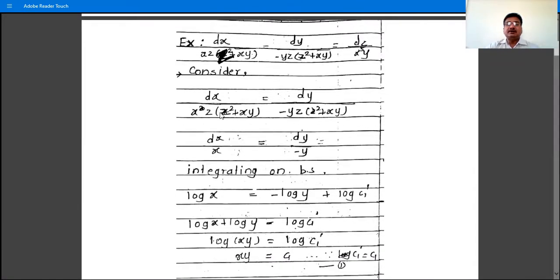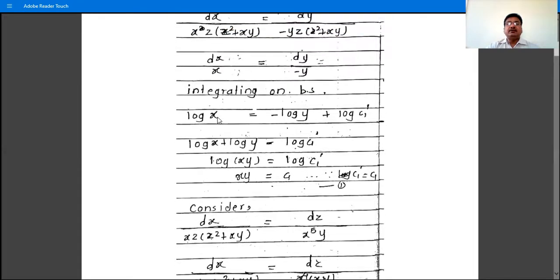Z is also cancelled, and therefore we have dx by x into z. Z and this bracket cancel, and therefore dx by x is equal to dy by minus y, and therefore after integrating we have log x. This is in variable separable form. So after integration we have log x is equal to minus log y plus constant of integration.